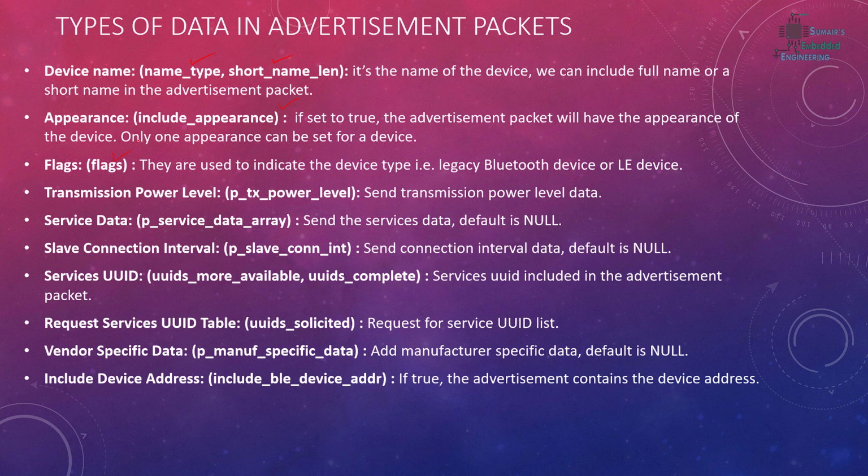Then we have flags. The flags basically indicate the device support, and for example, if the device supports the legacy BR/EDR, or whether our device is just an LE or low energy device only. So here in our case, nRF52832 and nRF52840, and also there is another device which is nRF52833. These all devices are basically LE only.